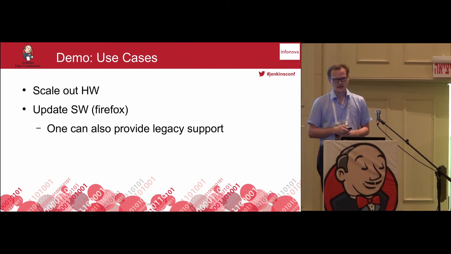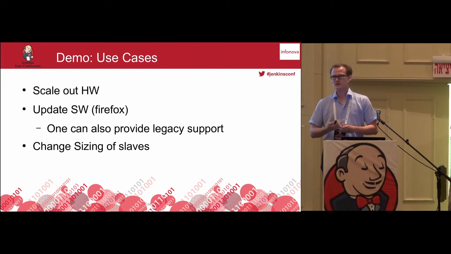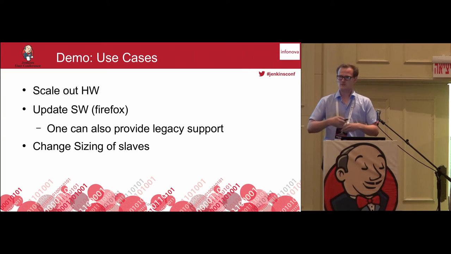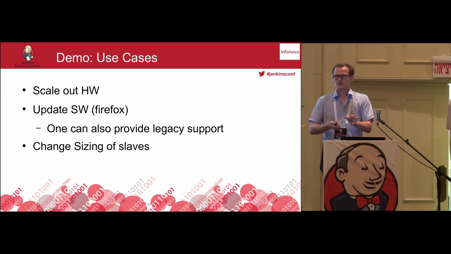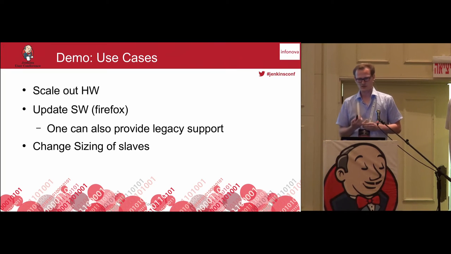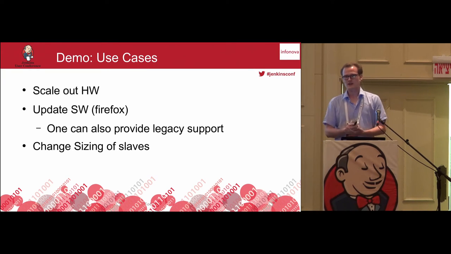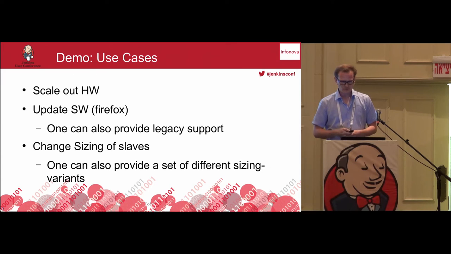And the third use case is you can change the sizing of some slaves, and you do it by configuring several labels for the Mesos cloud using the same Docker image, but different resource configurations. So you can actually use the same Docker image with different labels, which are configured with different resource requirements, and thus start different sized slave images of the same image. So if you happen to have some tests which are rather memory hungry, then you can do so by just adding a further label with more memory. Yeah, that's about the use cases.